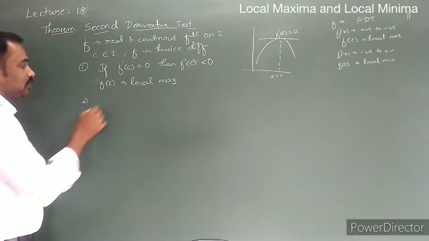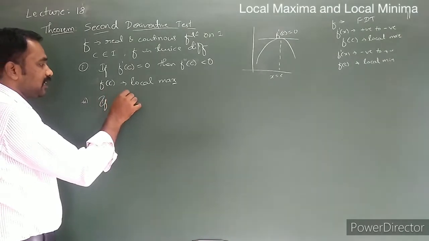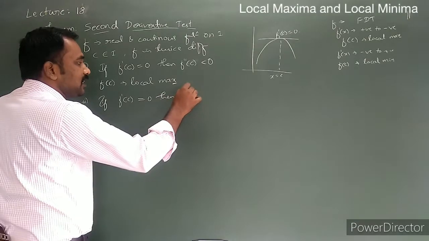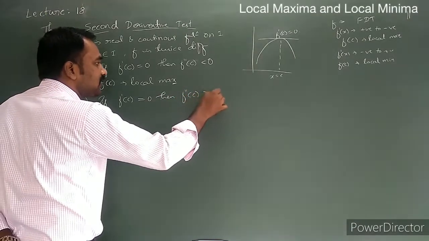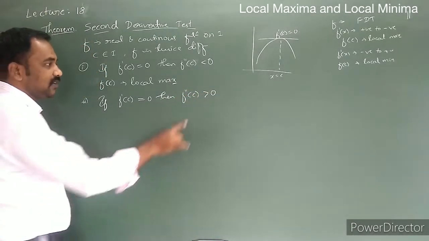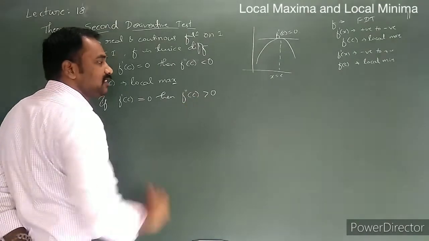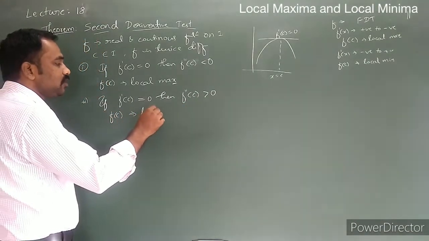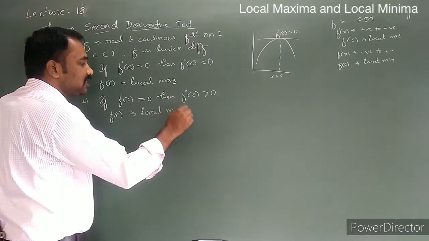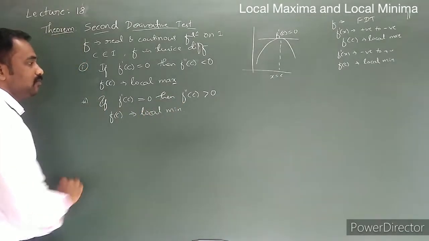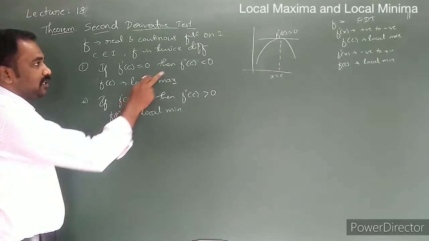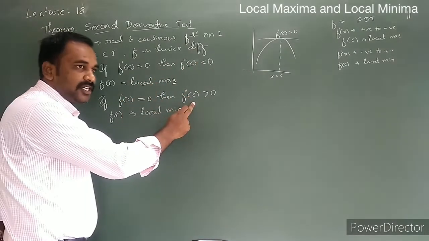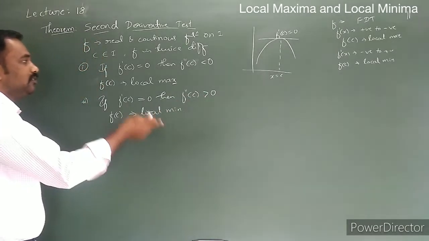Similarly, second point, if reverse, again the same thing: if f dash of c is equal to 0, then f double dash of c is greater than 0. That means the second derivative at a critical point is positive. In that case, f of c is the local minimum value. If f double dash of c is negative, local maxima. If f double dash of c is positive, local minima.